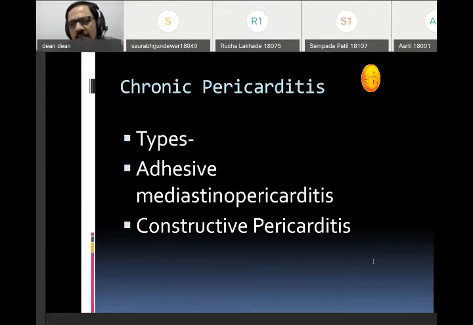Is it clear to everyone? Acute pericarditis? Very good. So your responses are a good thing for me because I'll be more happy if you're understanding the thing.